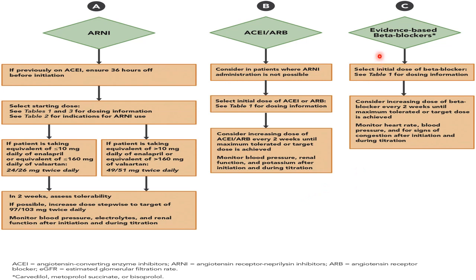Evidence-based beta blockers are carvedilol, metoprolol succinate, or bisoprolol. They are initiated, and consider increasing doses of beta blockers every 2 weeks until maximum tolerated or target dose is achieved. Monitor for heart rate, blood pressure, and for signs of congestion after initiation and during titration.